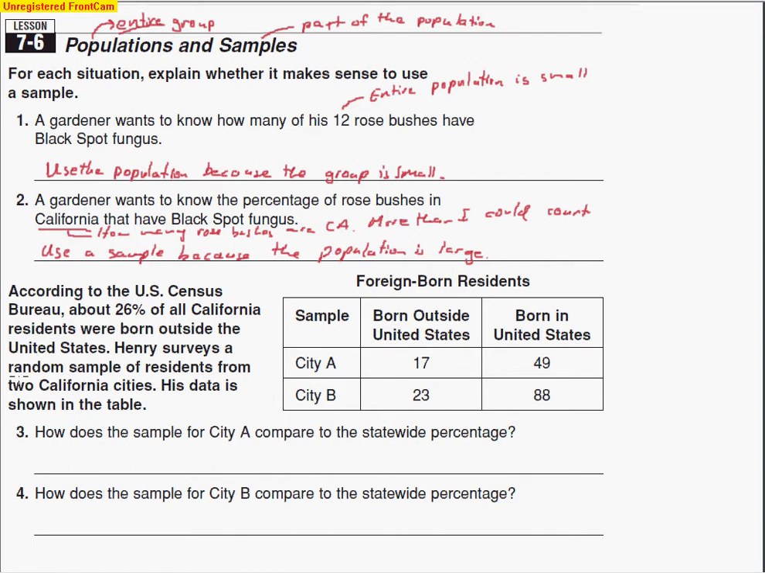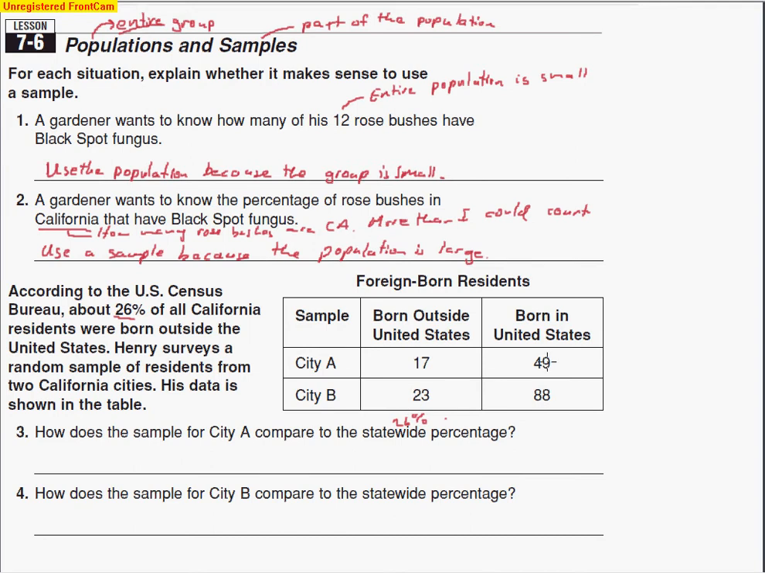And so a random sample is a good sample. We always want a random sample. So each member of the population has an equal chance of being selected, and that's the key there. And of residents from 2 California cities, his data is shown on this table. And so what they want to know here is, does the sample for city A compare with the statewide percentage? Well, the statewide percentage is 26%. So we want to see, is city A about 26%?